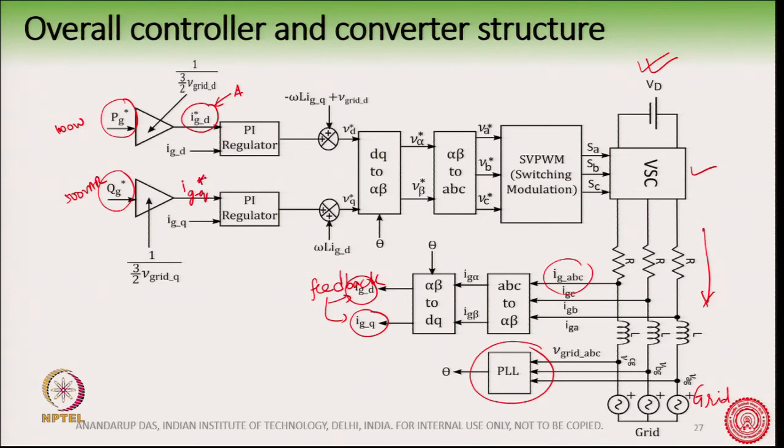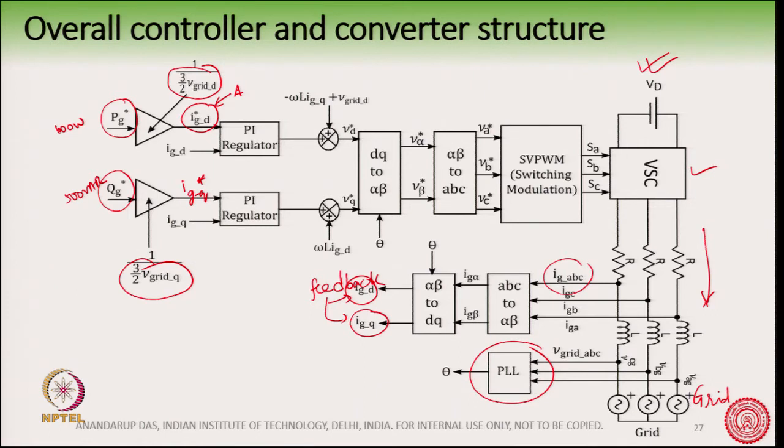Okay. And how do we do that? We have seen that under vector control the power and the d axis current are proportional to each other with this value constant. So, if we multiply with this, then we get the IGD star and IGQ star. So, this will become the reference for the control system.